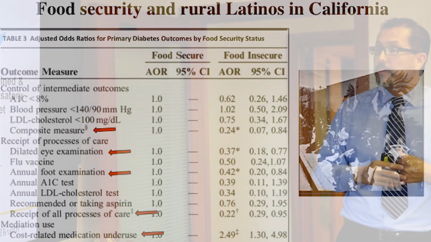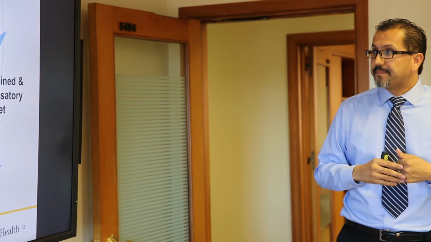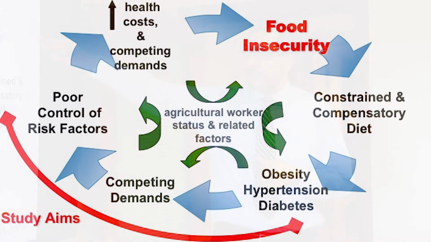in this circular treatment. And so this is a model that was published in the New England Journal of Medicine on food insecurity and diabetes and chronic disease. It constrains the patient's options for food, and it leads to compensatory diet. Then people develop obesity, hypertension, or diabetes. Then they have their competing demands for health services. So the idea is, they got a lot of medications.